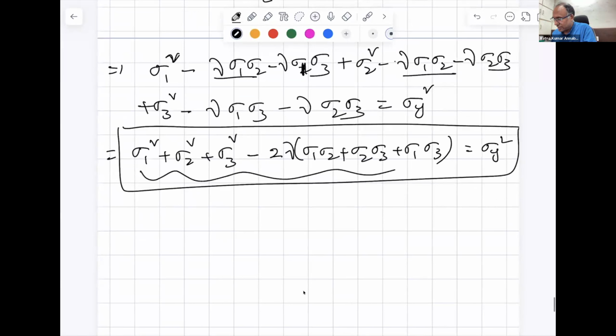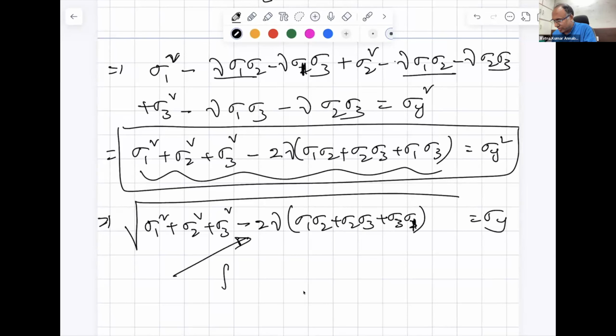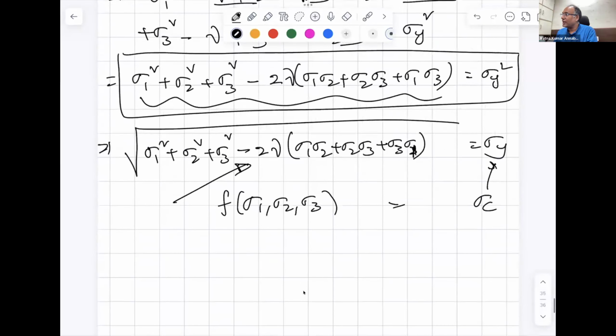So this implies square root of sigma 1 square plus sigma 2 square plus sigma 3 square minus 2 nu times sigma 1 sigma 2 plus sigma 2 sigma 3 plus sigma 3 sigma 1 is equal to sigma y. Then this is your f of sigma 1, sigma 2, sigma 3. This is my sigmas. This is the functional form for total strain energy theory.